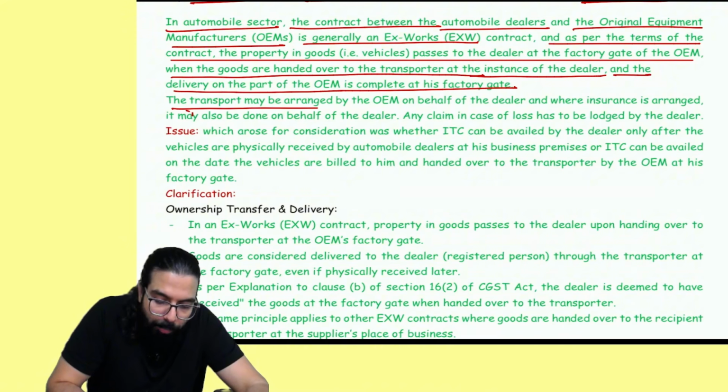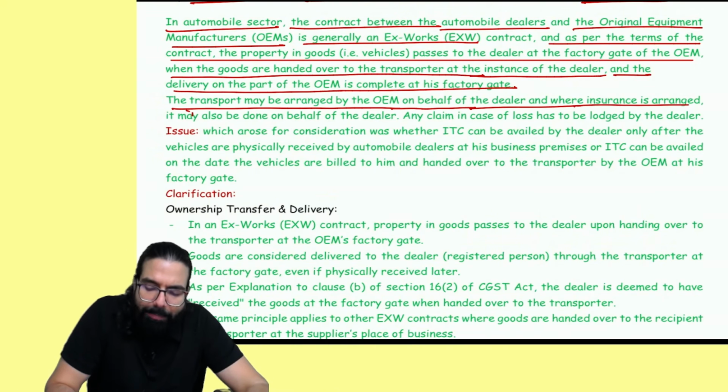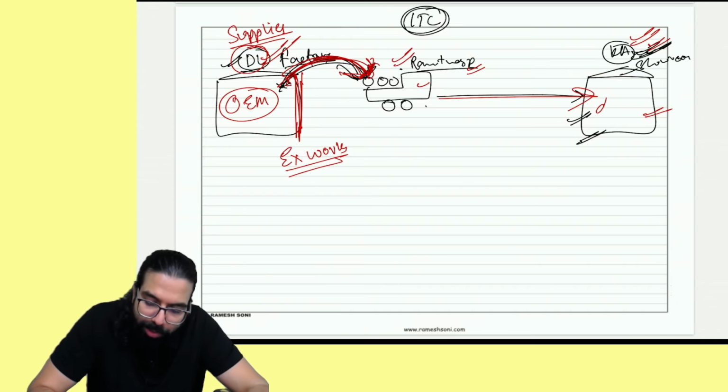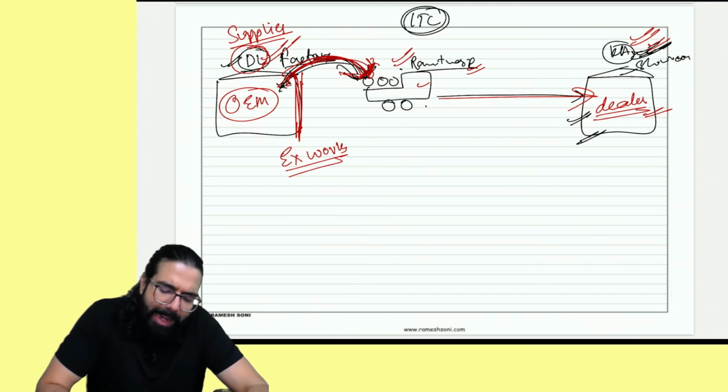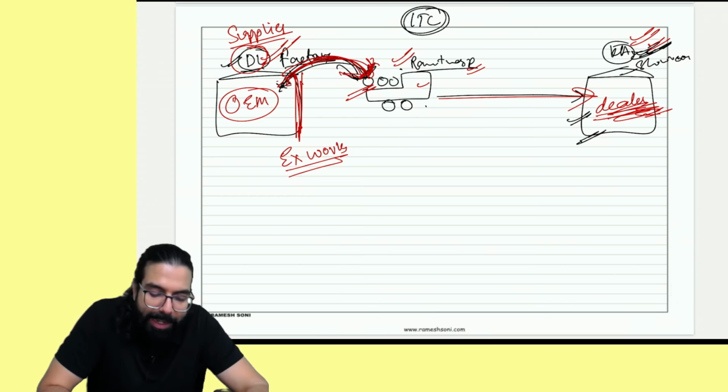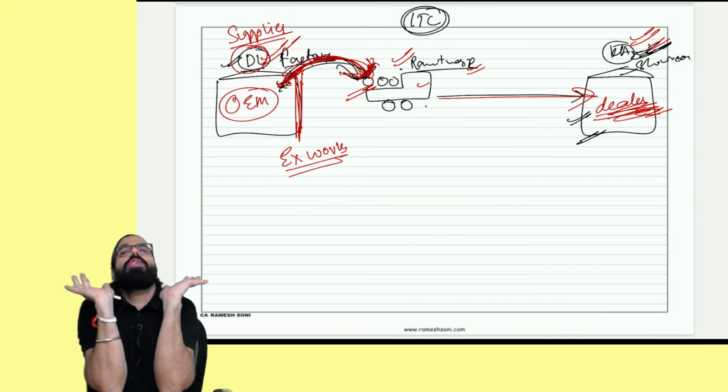Now, the transport may be arranged by the original equipment manufacturer, and where the insurance is arranged, it may be done on behalf of the dealer. Doesn't matter. Any claim in case of loss has to be lodged by the dealer. It means whose responsibility is it now? Dealer. Anything happens to the cars, whose responsibility? Dealer's responsibility, because he says my work is done when I've given the goods outside my factory.